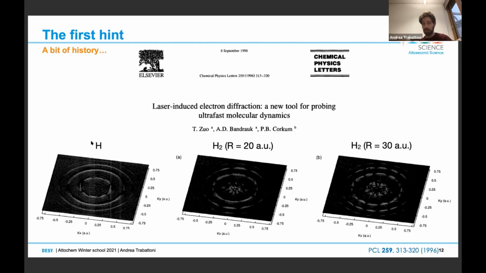They were basically simulating the strong field ionization from atomic hydrogen, and they were computing the ATI photoelectrons, the photoelectrons that you collect from this photoionization in the strong field regime.